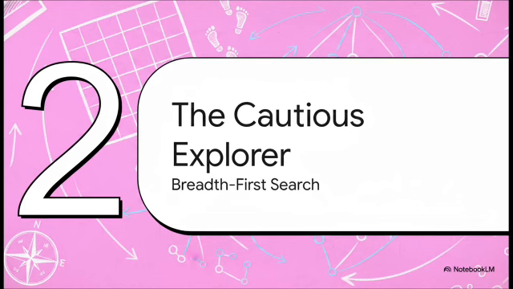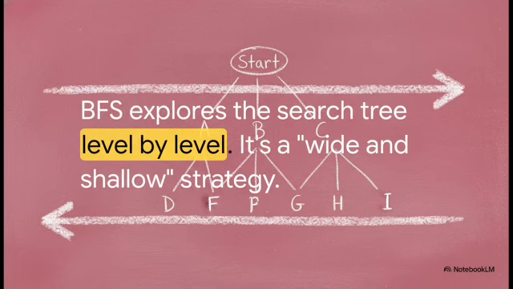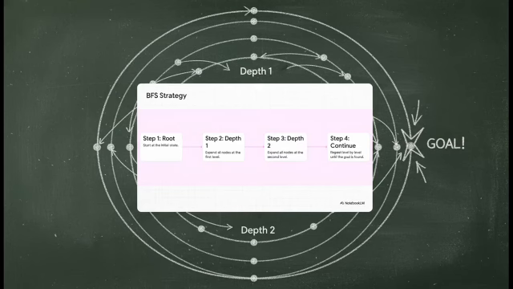So, now we've got our map, but we need a strategy to explore it, right? So let's meet our first personality, the Cautious Explorer. Its official name is Breadth-First Search, or just BFS for short. You've got to think of BFS as being incredibly careful. It absolutely refuses to dive deep down any single path. Instead, it explores its world in these expanding ripples. It checks every single location that's just one step away, and only after it's mapped out its entire immediate neighborhood does it even think about taking another step out to the next level.